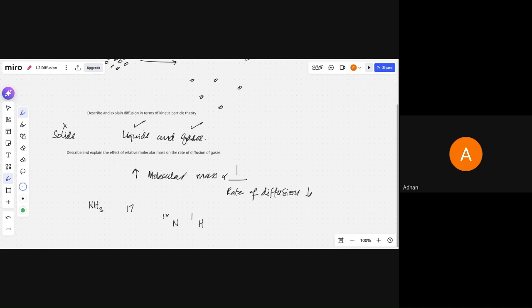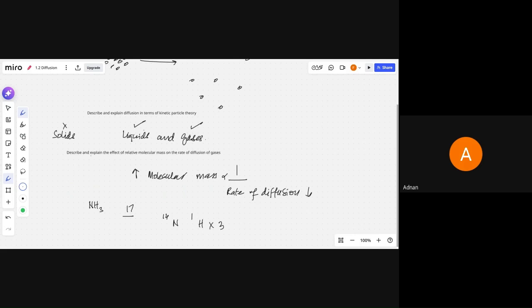So we have one nitrogen and we have three hydrogens. So 14 plus 3, we get 17, right? So this is how we calculate the molar masses. So the larger the relative molecular mass, the slower the rate of diffusion.